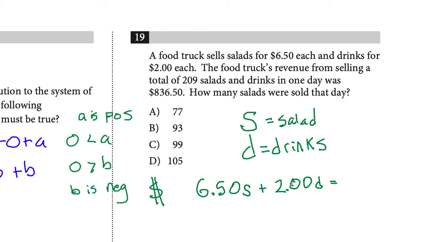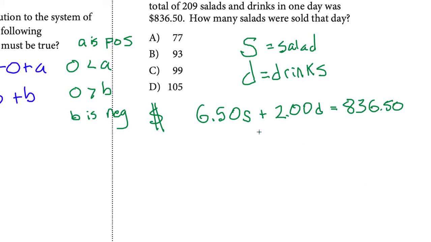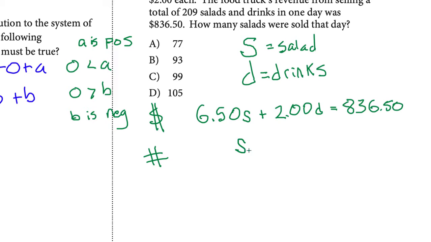So if I add up all the money, I should get $836.50. This is looking complex because this is a calculator problem. In a sec, I'm going to let you grab calculators, but let's set up the second equation first. If I just add up the number, I don't have to attach any price to it. I could just add up S, add up D, and I get the total number, which is 209. Now I have a system of linear equations.